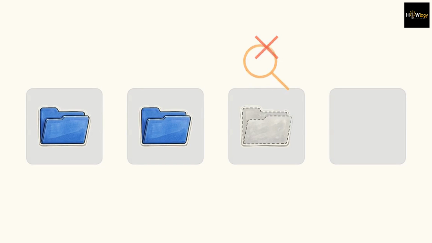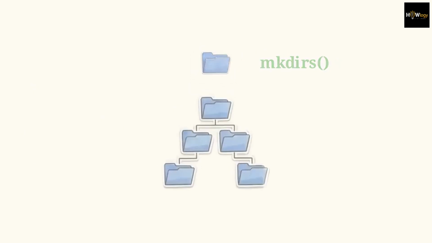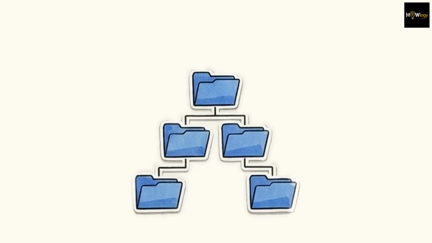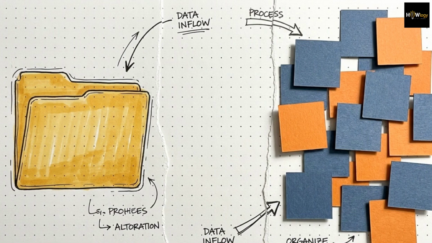If the spot is empty, the scout starts building. Calling the mkdir method creates a single folder, while the mkdirs method generates an entire tree of parent and child folders at once. The File object also inspects the rules of the destination. It calls methods like canRead and canWrite to ensure the program has permission to interact with that space. However, while the File object can find the destination and build the folders, it cannot move the actual data.